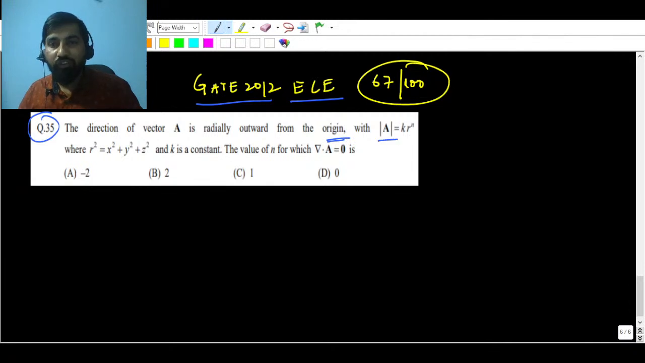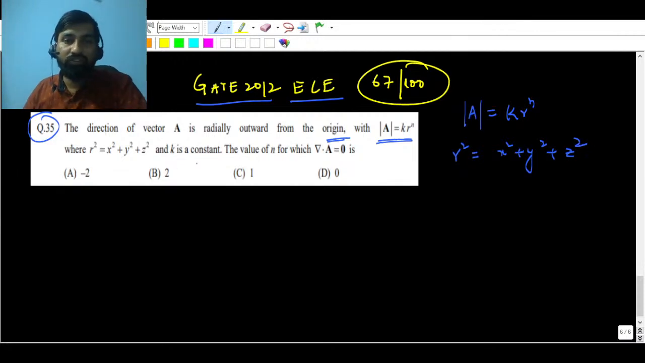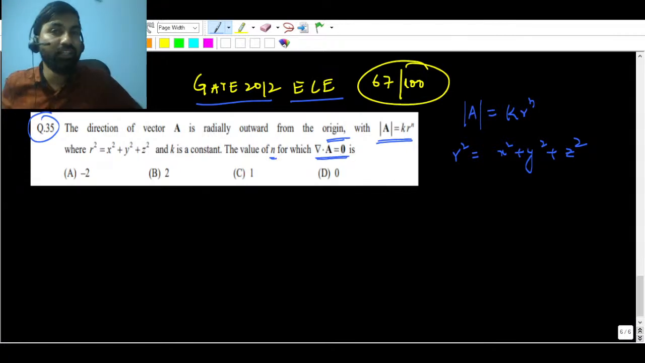With mod of A given as, so what is given here, you can note down. Mod of A is given as k r to the power n, where r square is basically x square plus y square plus z square. What is the trap here? And k is a constant, so you have to find the value of n, for which they have already told you that the divergence of A equals 0. Okay, divergence of A equals 0.